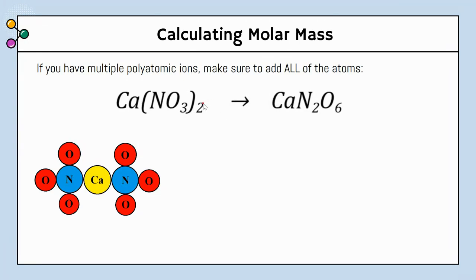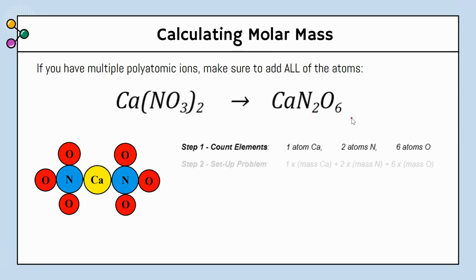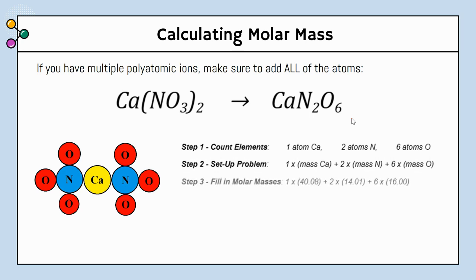Because we have 2 groups of NO3, we would have 2 times 1, or 2 nitrogens, and 2 times 3, or 6 oxygens. I would recommend rewriting that as a kind of expanded molecule form. It doesn't show the nitrates as being a unit, but it does show us our count of each atom very simply. Afterwards, the process is very similar. Count the elements: 1 calcium, 2 nitrogens, 6 oxygens. Set up your problem: 1 times calcium, 2 times nitrogen, plus 6 times oxygen. Plug in those molar masses from the periodic table, multiply, and then add them up.